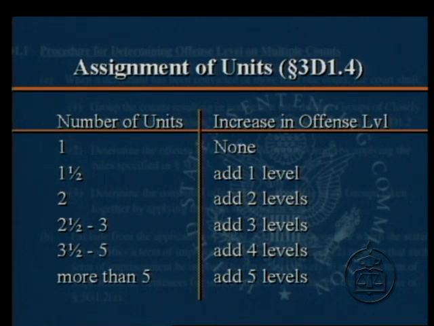And as you will see, for example, if you determine that your counts are going to give you 2.5 to 3 units, then you're going to add 3 levels to the offense level for the highest count there. Now let's look at our final fact pattern. It's going to be fact number 7 for an illustration of how the assignment of units is going to work.